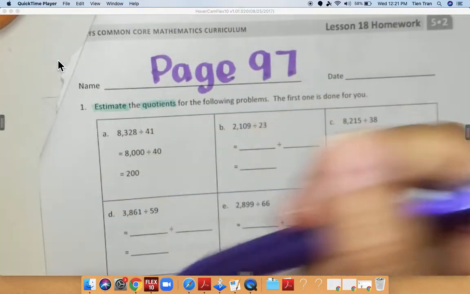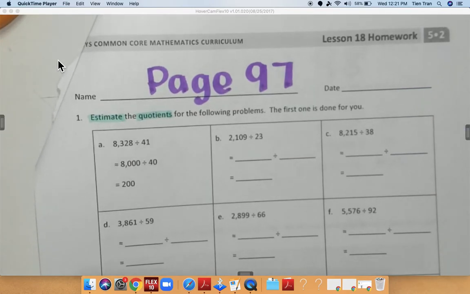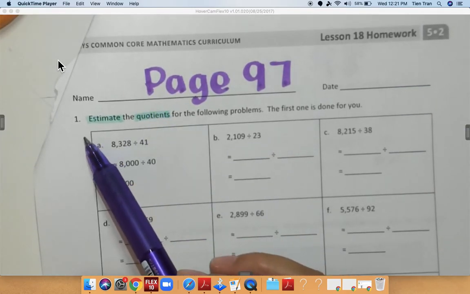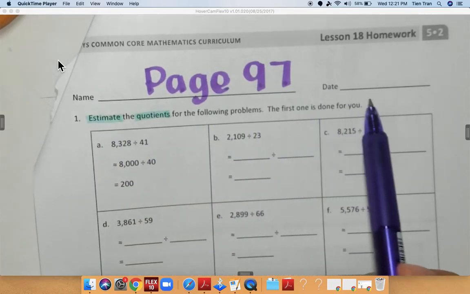We are on page 97, lesson 18 homework. Make sure you guys are on the correct page. This is problem number 1. It asks you to estimate the quotients for the following problems. The first one is done for you.